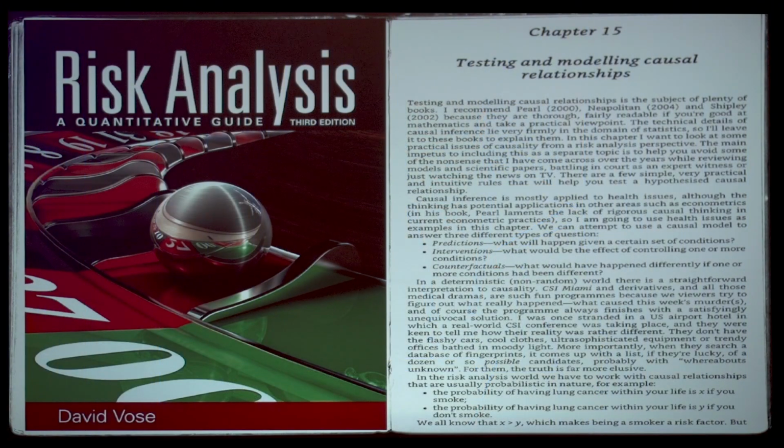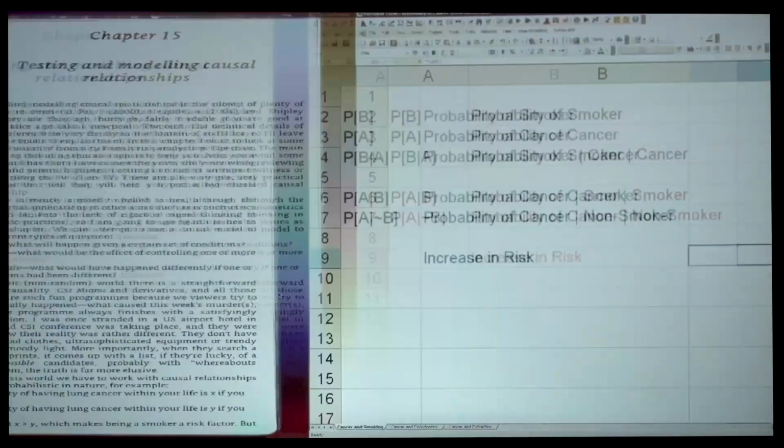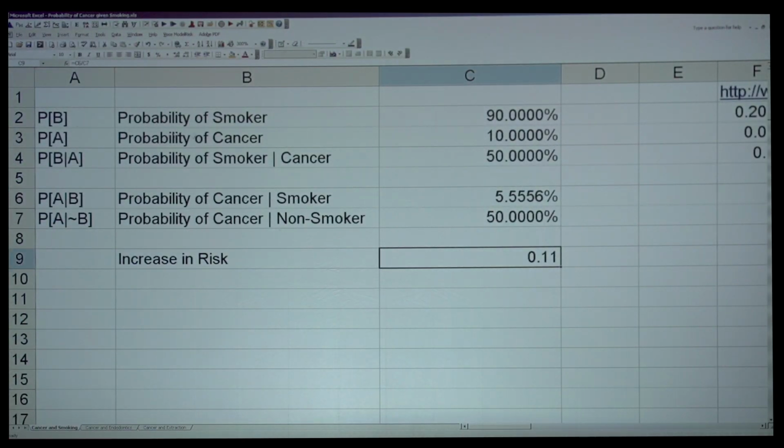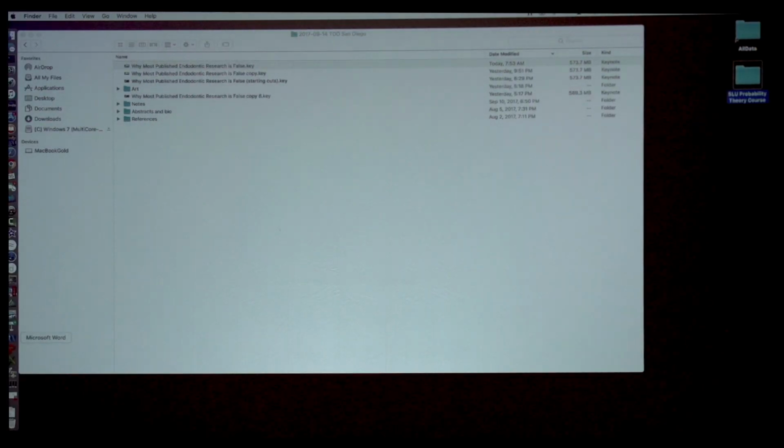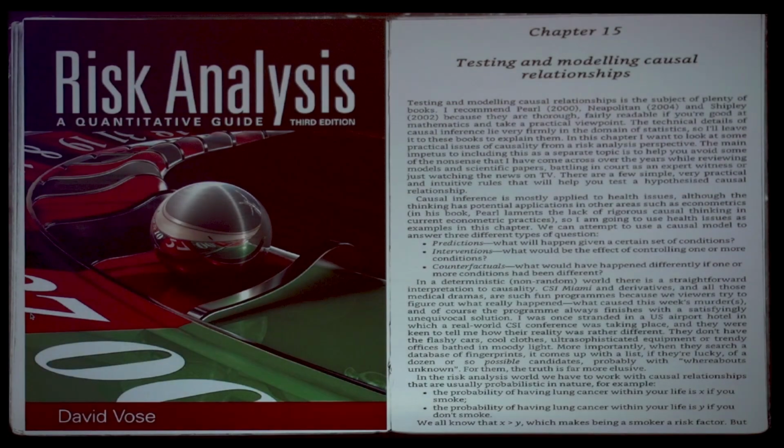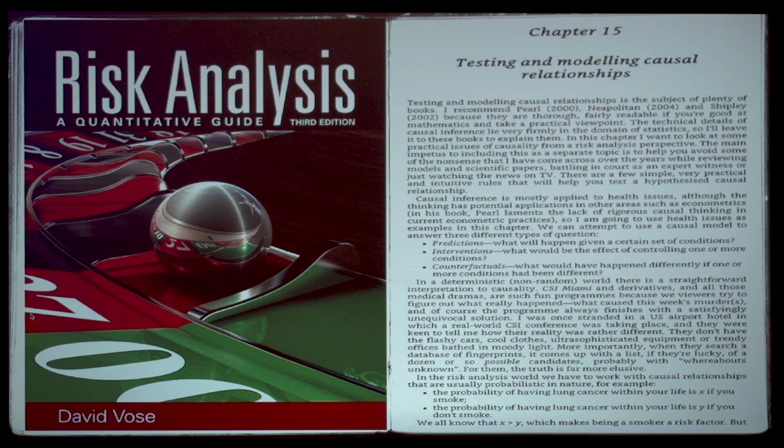I started reading this book a bit ago. David Vose is the guy who wrote this software. This is an add-in for Excel. This is the software I've been using for years to do some of this modeling. He happens to be one of the foremost risk analysis people in the world. He had an interesting chapter in here on testing and modeling causal relationships. Like, how do you determine cause? And Gary, testing and modeling causal relationships is a subject of plenty of good books. I recommend Pearl and Neapolitan and Shipley because they are thorough, fairly readable if you're good at math. You started Pearl, didn't you? Yeah, it's brutal.